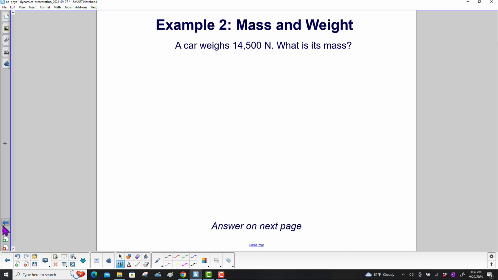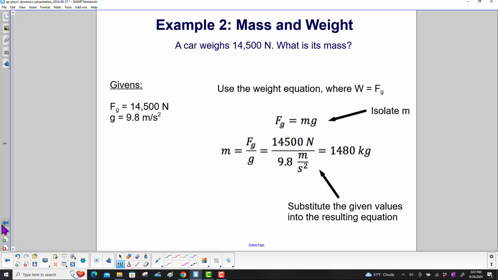A car weighs 14,500 newtons. What is its mass? This is example 2 for mass and weight. The givens are the weight, which is the force of gravity on the object, 14,500 newtons. Here's g again, gravitational acceleration. Use the weight equation, W equals F sub g. So here's F sub g is mg. Isolate mass by dividing both sides by g. Substitute in our numbers, and we get a mass of 1,480 kilograms.